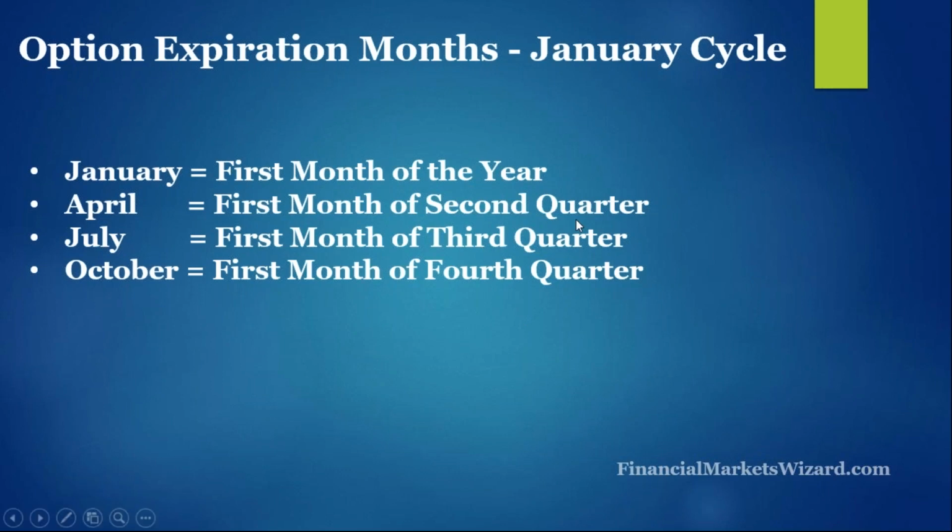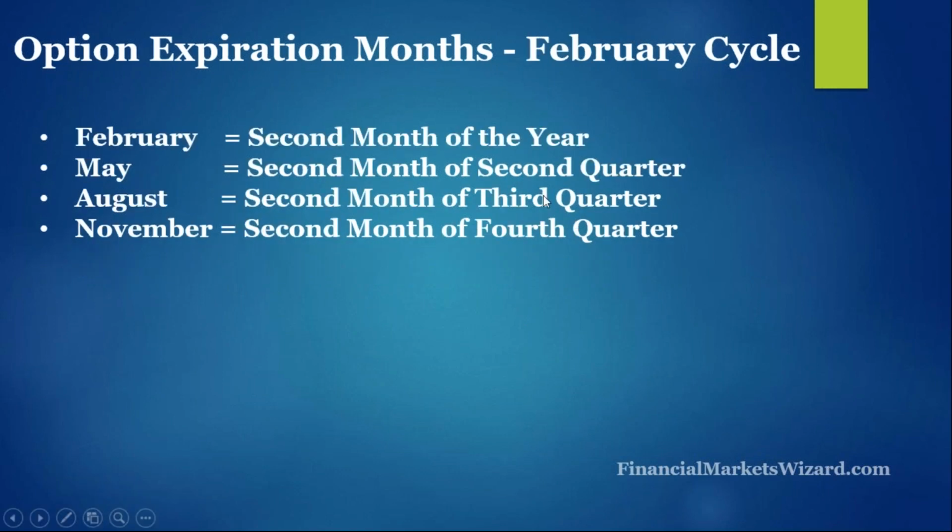Next, it's February, the February cycle. February is the second month of the year. May is the second month of the second quarter, August the second month of the third quarter, and November the second month of the fourth quarter. For the February cycle, they said, okay, because it's a February cycle, February is the obvious starting month, and February is the second month. We know that. So we take the second month of each subsequent quarter and assign it to the option chain.